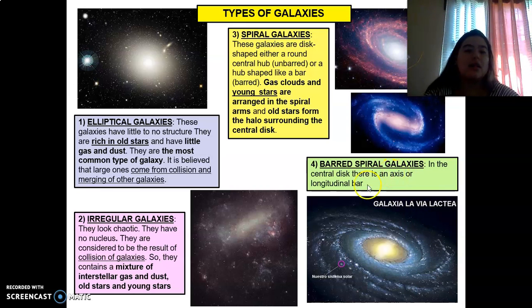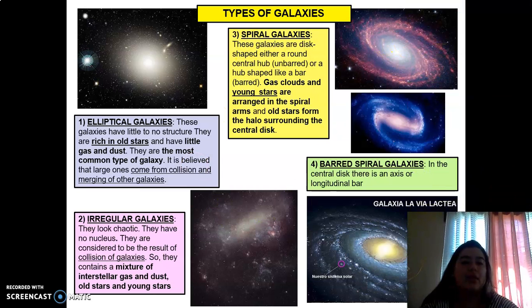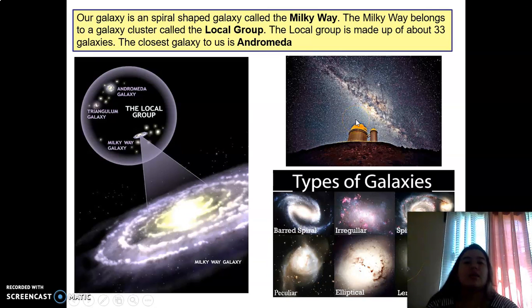And in barred spiral galaxies, in the center there is an axis formed by a longitudinal bar. Okay, so like the example of the Via Láctea, and this is the type of galaxies. Our galaxy is a spiral-shaped galaxy called the Milky Way. The Milky Way belongs to the galaxy cluster called the Local Group. The Local Group is made up of about 33 galaxies, and the closest galaxy to us is Andromeda. Okay, so this is an example. This is the Local Group, and here we are, the Via Láctea or Milky Way.